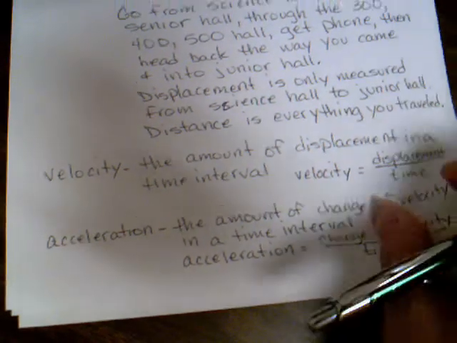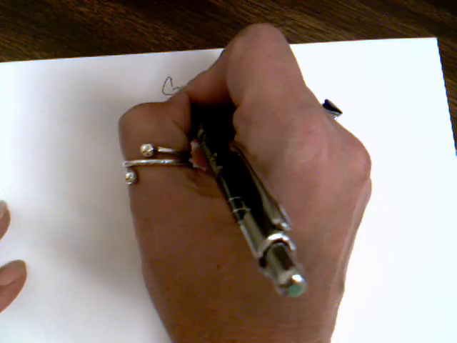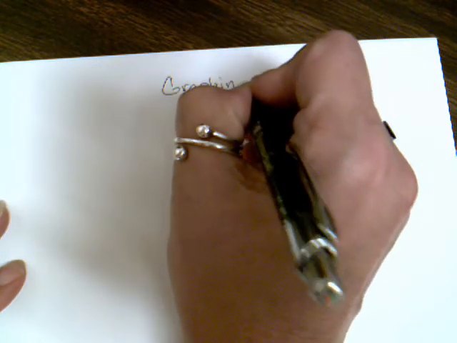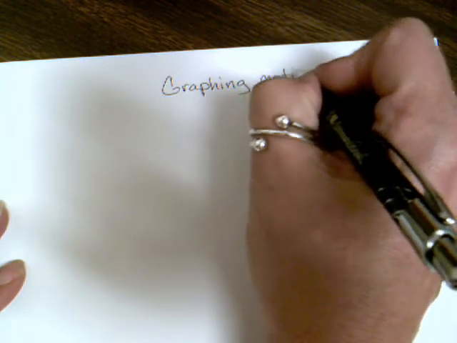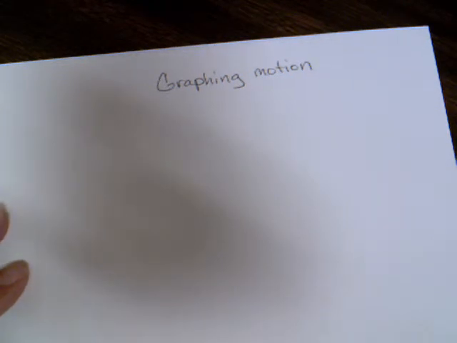Remember, you can pause this at any time to catch up with my notes. I'm going to go on and I'm going to start talking about what graphs look like. We know what some of these graphs look like because we've done some of them. Graphing motion. Now I'm going to show you not only position time graphs, but I'm going to show you velocity time graphs, and I may show you some acceleration graphs. We'll have to see. Okay.